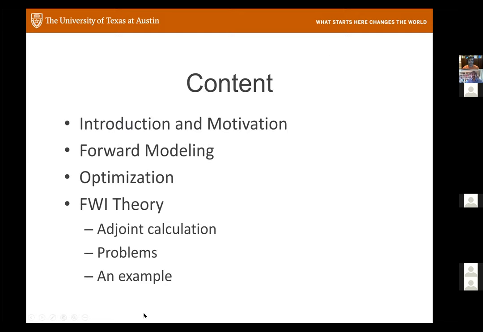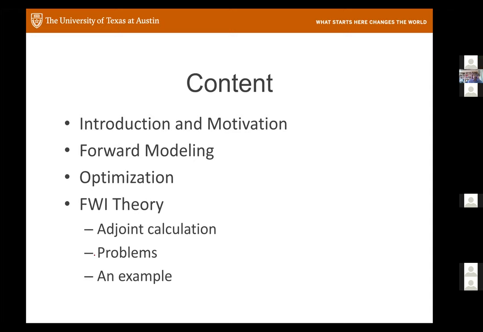So this would be my general content or plan for the presentation. We'll try to set the motivation for why we're interested in FWI. And there are some basic ideas or basic methodologies that you must be familiar with. Those include forward modeling, optimization, and some of the particular items in optimization that are specific to FWI, and I will try to talk about those.